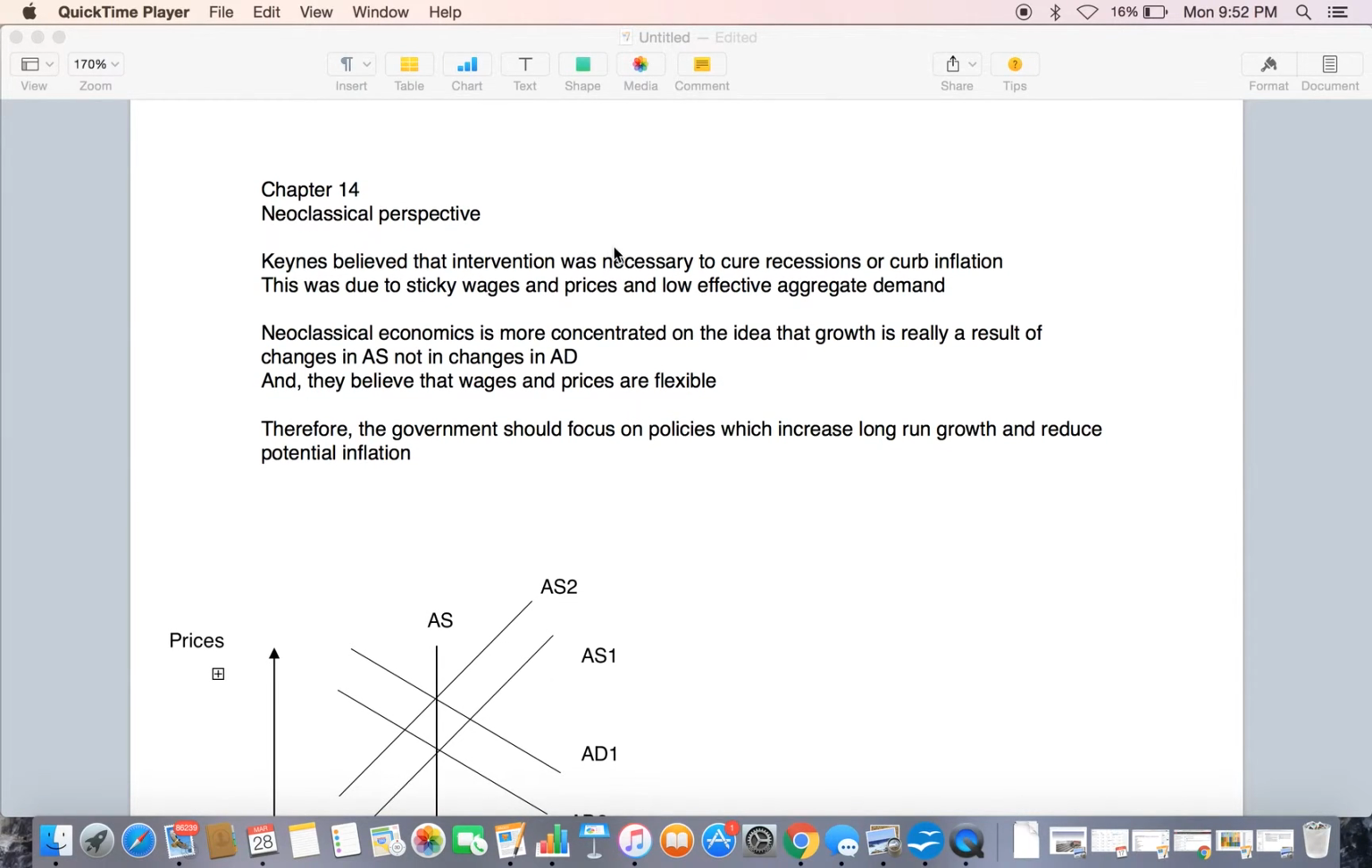Welcome to week 10, chapter 14. This week we are taking a departure from Keynesian economics, and we're going to work a little bit with the neoclassical perspective. So the neoclassical perspective is based on the classical economics perspective that supply creates its own demand.